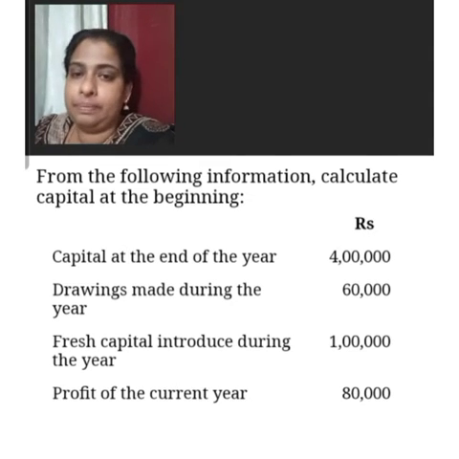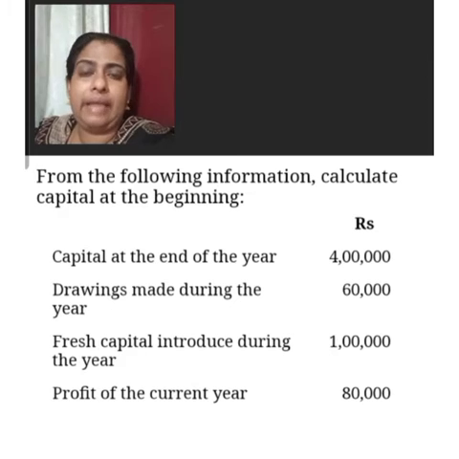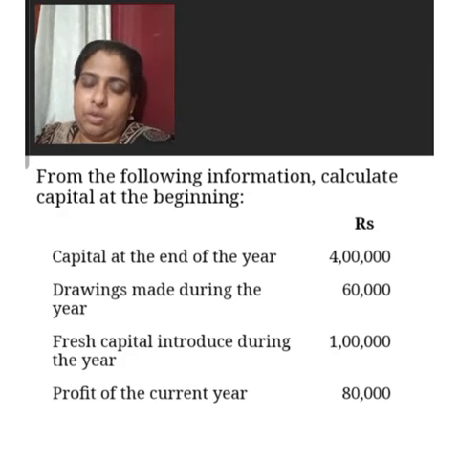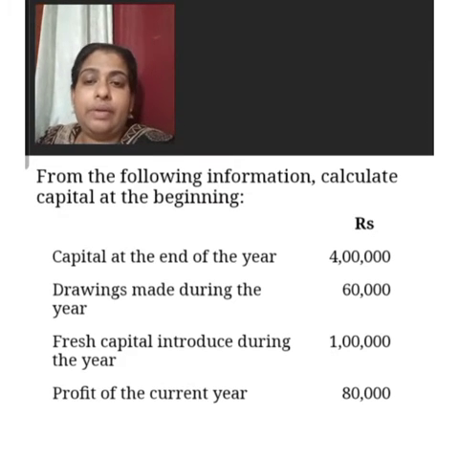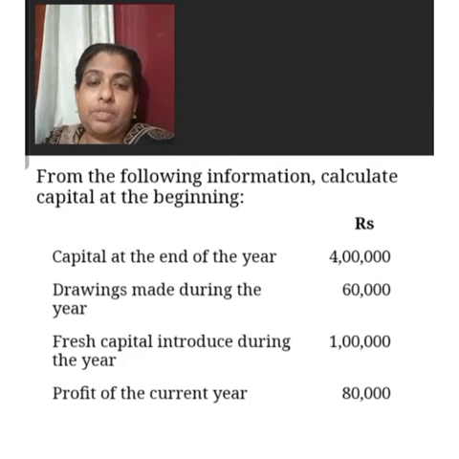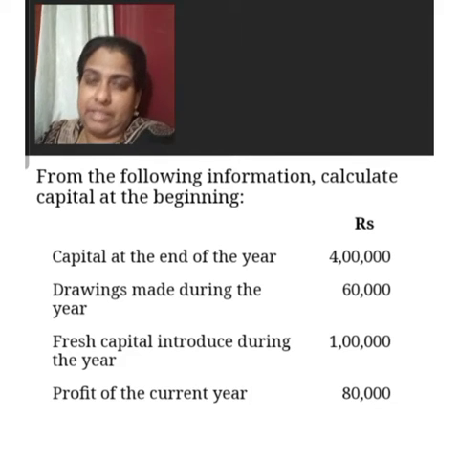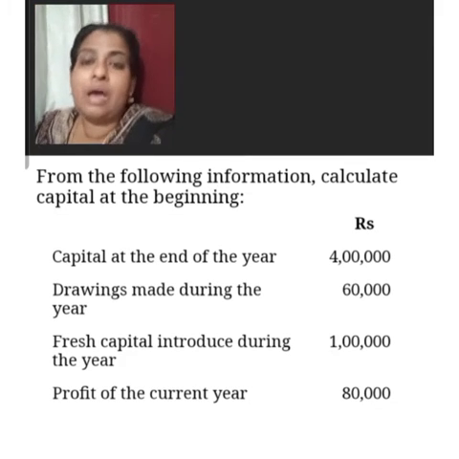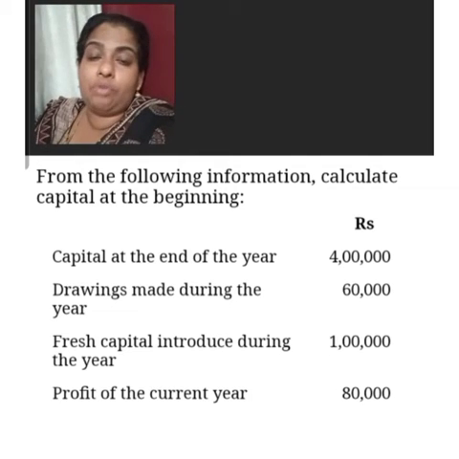Here in this problem, the capital at the end of the year is given, that is 4 lakh rupees. Then drawings made during the year 60,000. Fresh capital introduced rupees 1 lakh. Profit of the current year 80,000. How can you calculate the amount of opening capital?